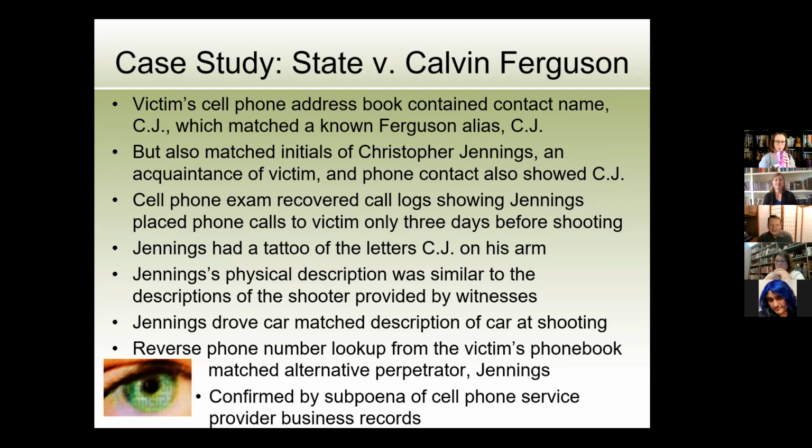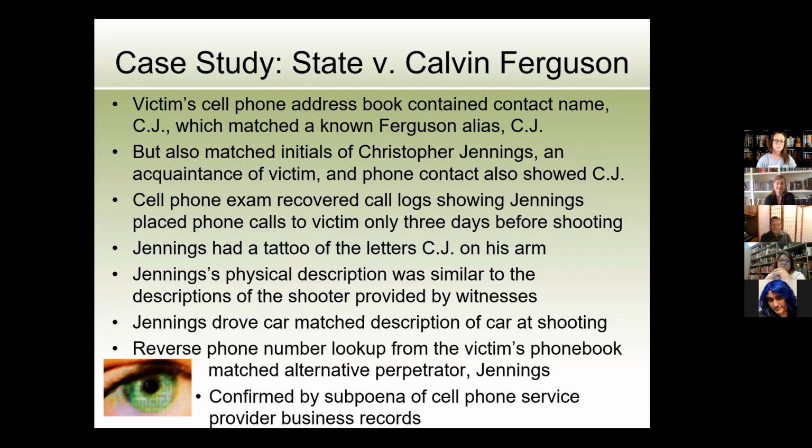Who did it? Well, the original court got it wrong. So I got into the cell phone and I found call logs showing that Jennings, the new CJ, the alternate perp CJ, actually placed calls to the victim only 3 days before the shooting. The tattoo is cool, but I didn't prove that. I didn't prove the fact that Jennings' physical description was similar to the shooter. They were very, very identical people. Jennings drove the car. I couldn't prove that either.